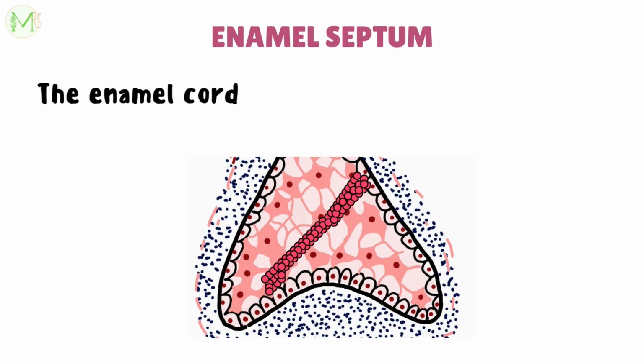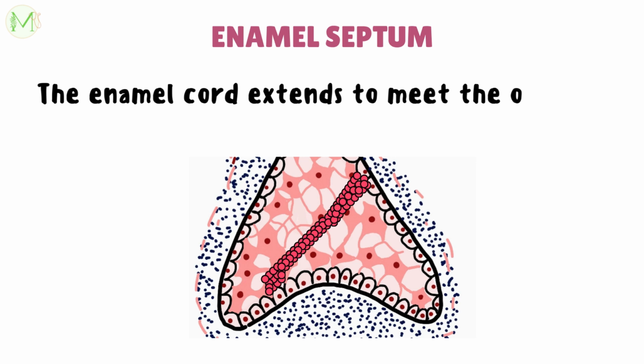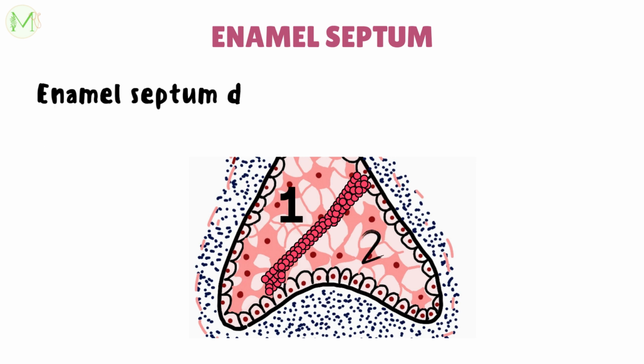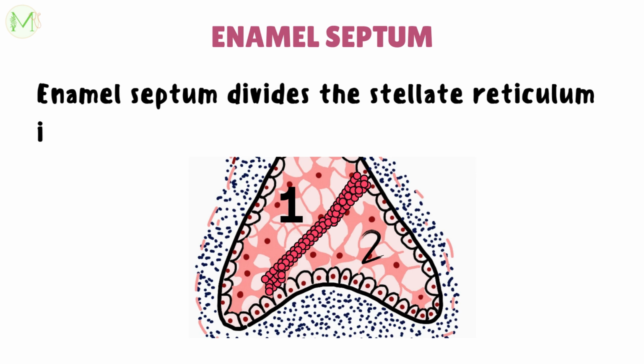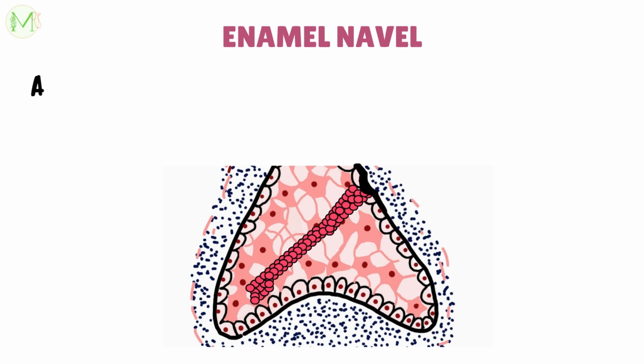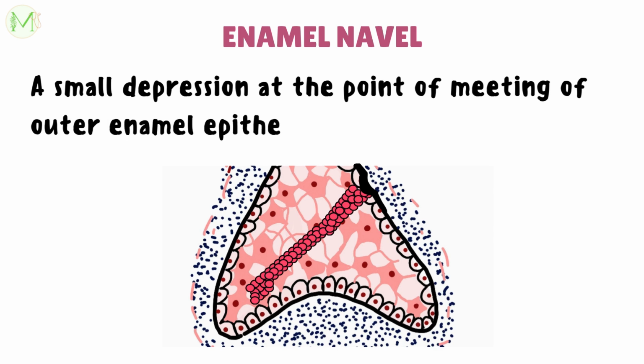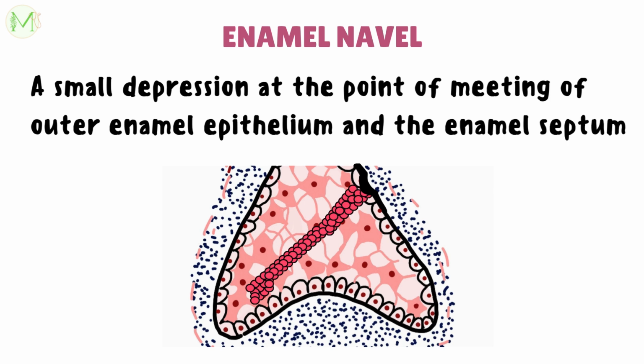When the enamel cord extends to meet the outer enamel epithelium, it is termed the enamel septum. This enamel septum divides the stellate reticulum into two parts. The point where the enamel septum meets the outer enamel epithelium is called the enamel navel. It gets the term enamel navel as it resembles the umbilicus.